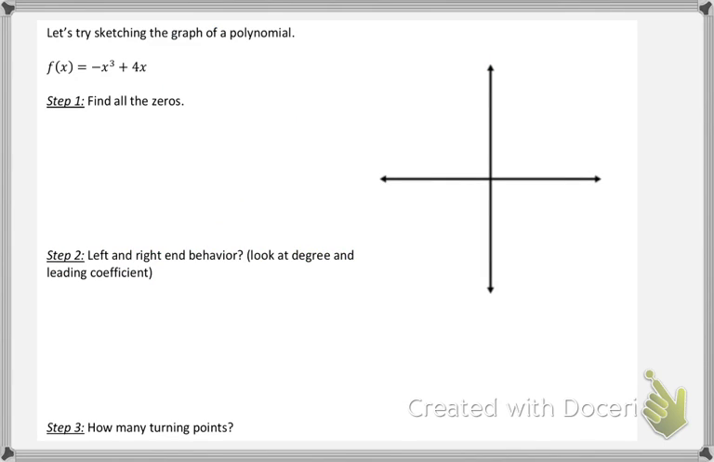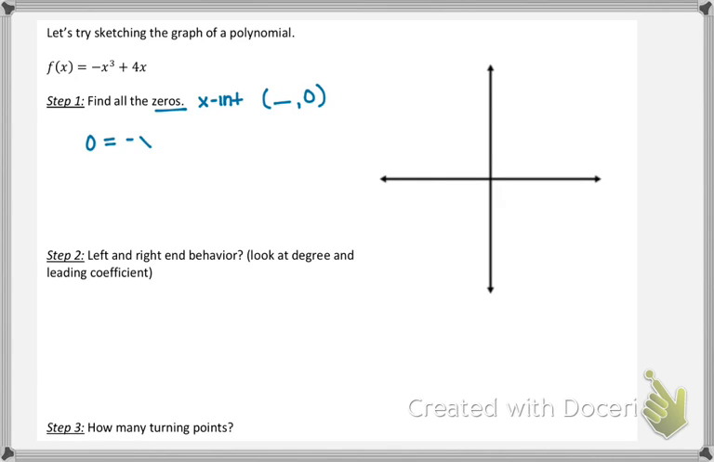Alright, so let's practice sketching the graph of a polynomial by finding the zeros and knowing the left and right end behavior. So we've got f of x, or y, equals negative x cubed plus 4x. Let's start by finding the zeros, the x-intercepts, where my graph crosses the x-axis. Remember that zeros are really just x-intercepts, and to find the x-intercept, we make y 0. So I'm going to replace f of x with 0.